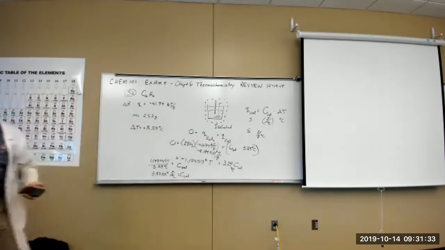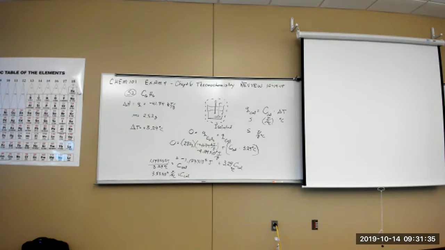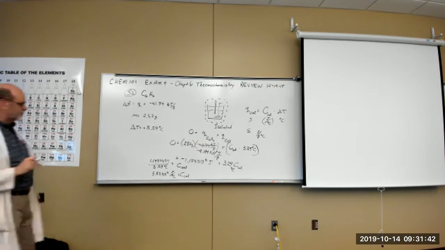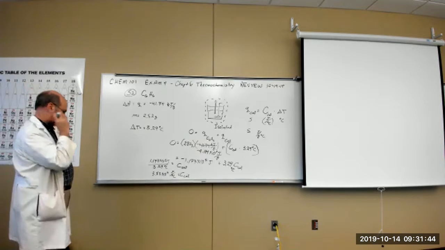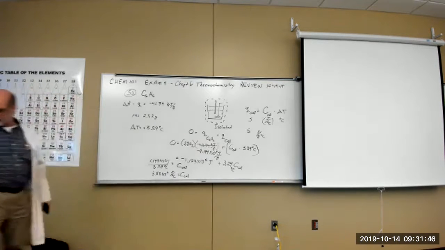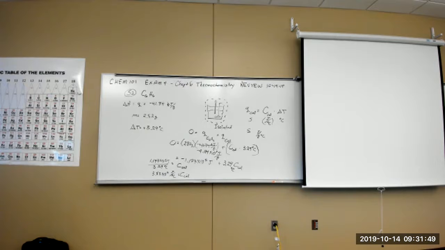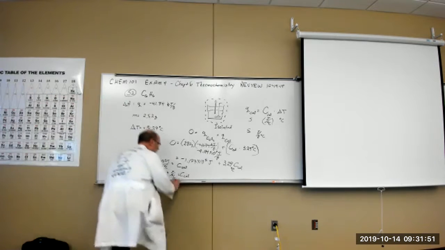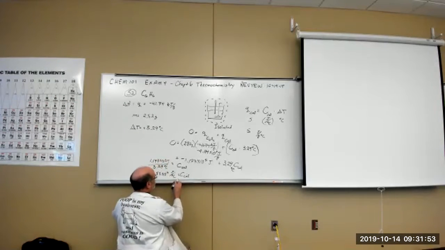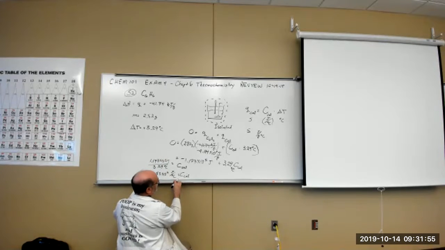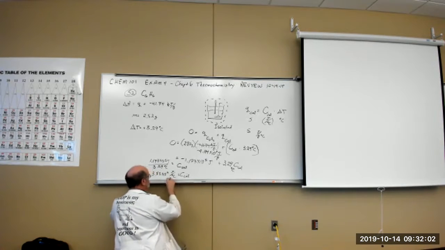Now let's see if I made a mistake. Oh, I left it in kilojoules. Well, okay, we can convert that to kilojoules. You know, we probably could have left it in kilojoules, couldn't we? Yeah, we could have left it in kilojoules. I was assuming that the answer was going to be in joules per degree C.